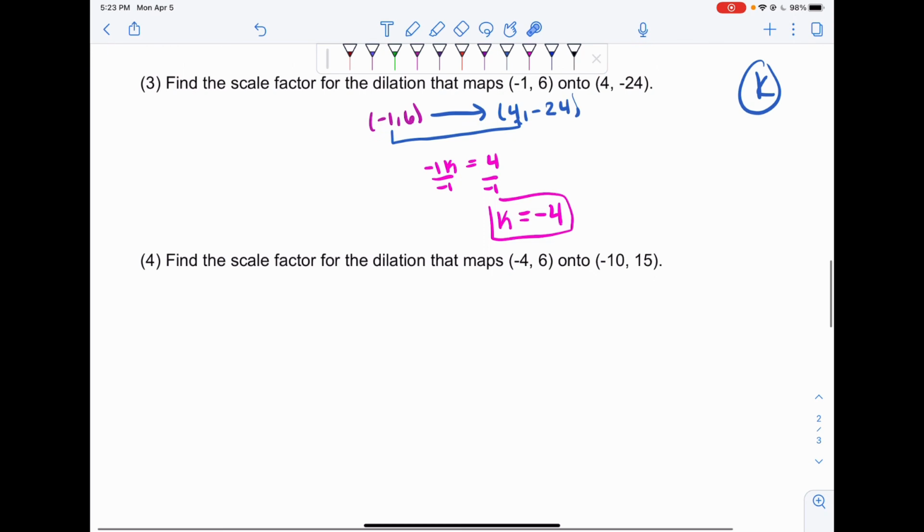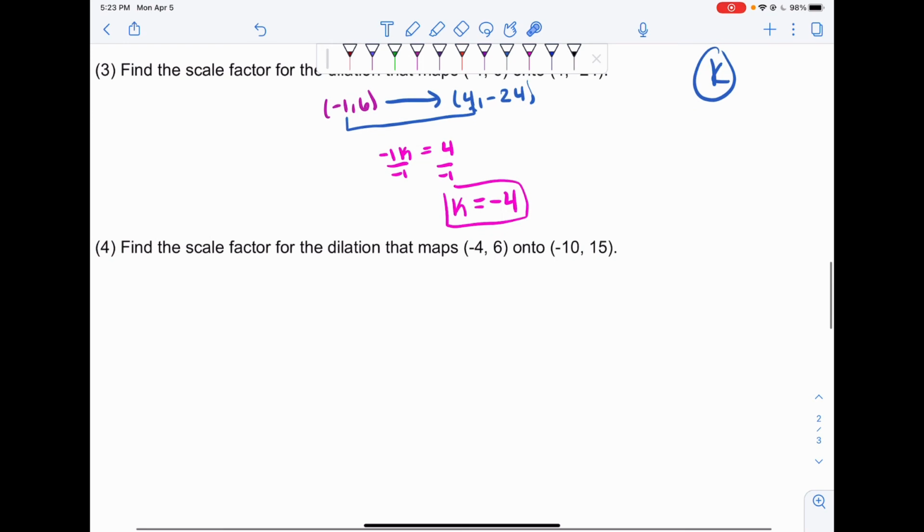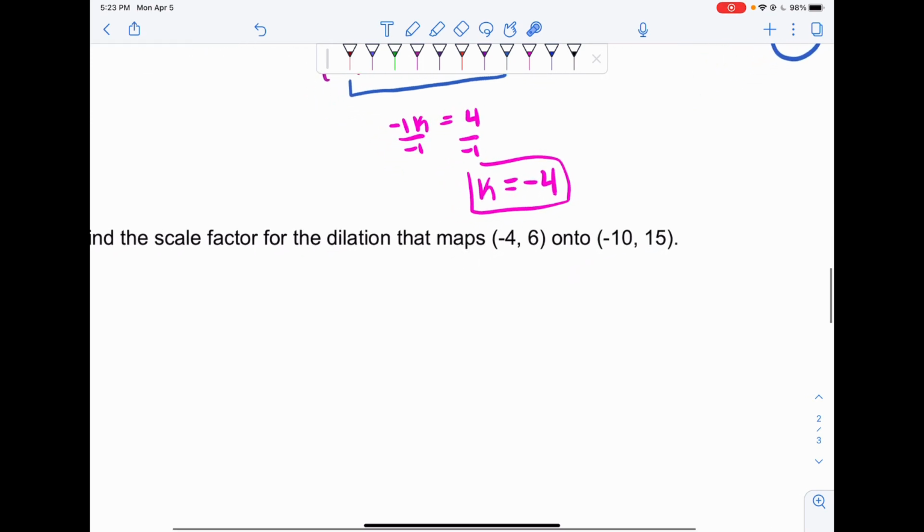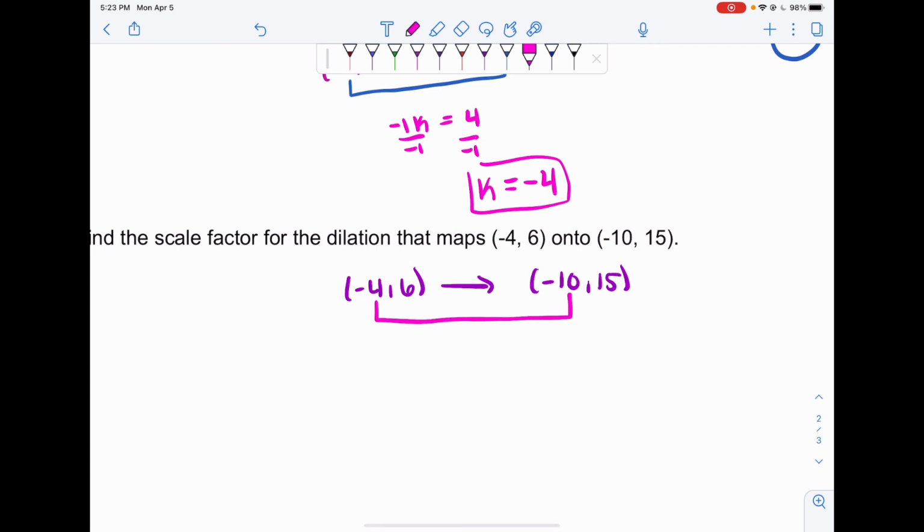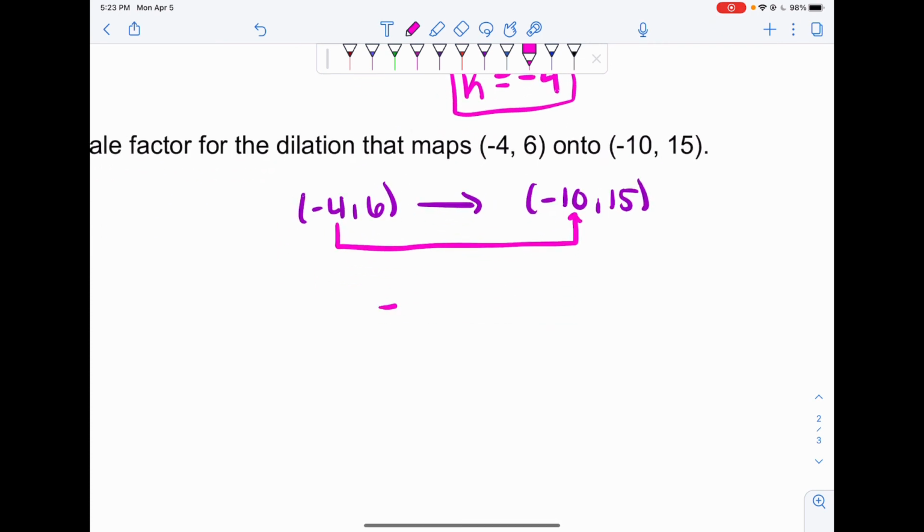Okay, so sorry for the mishap. Find the scale factor for the dilation that maps negative 4, 6 onto negative 10, 15. So what I'm going to do is I'm going to rewrite this, the exact same procedure. So I'm going to write negative 4, 6, negative 10, 15. And what we want to do is we want to figure out what do I multiply my negative 4 by to get to a negative 10. So I'm going to write down negative 4k equals negative 10.